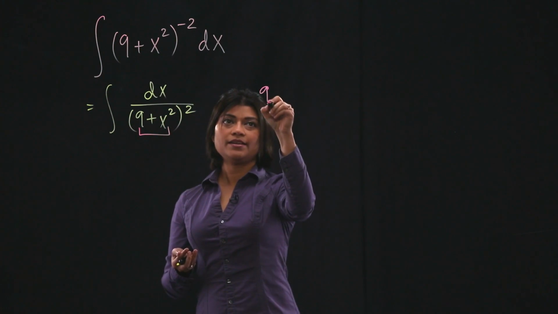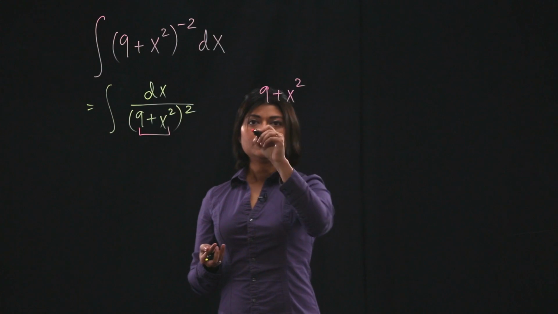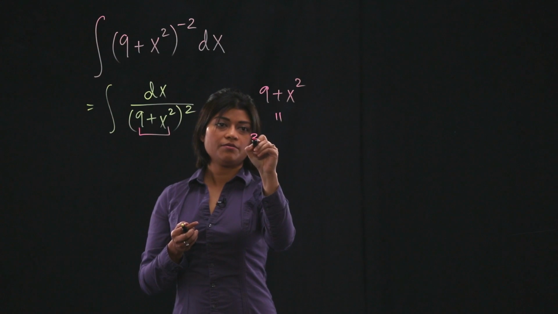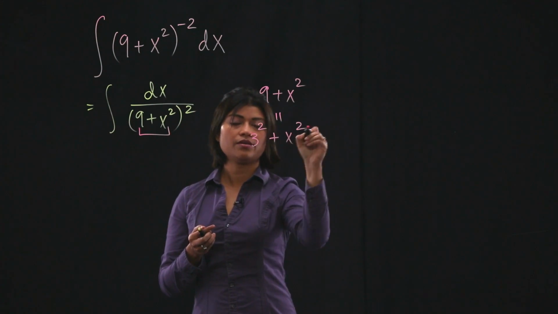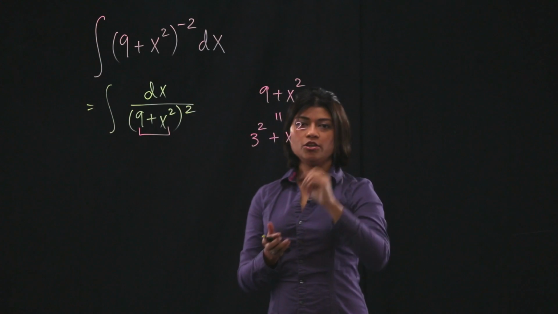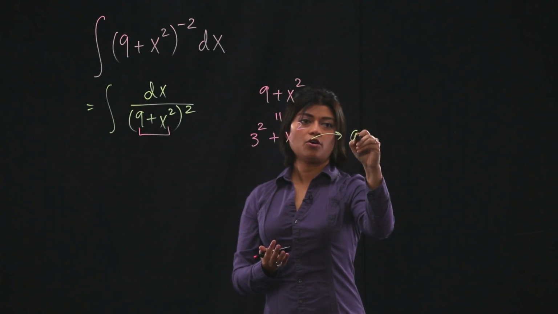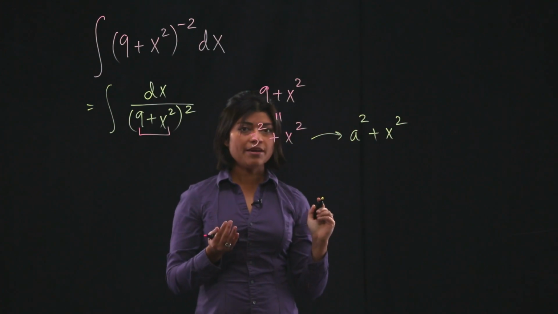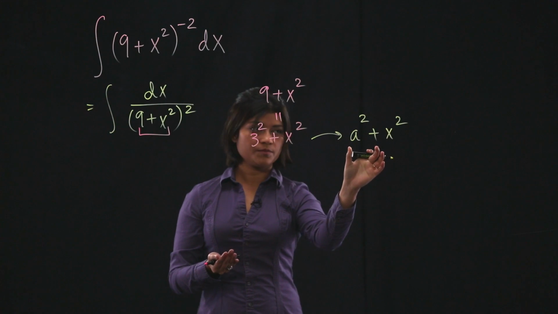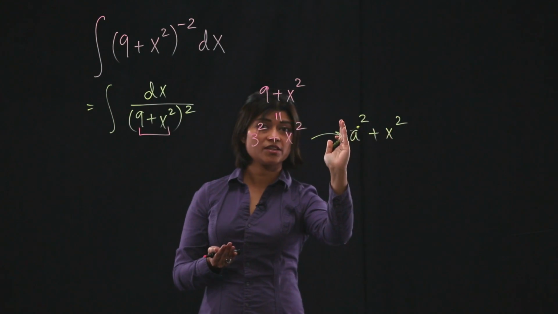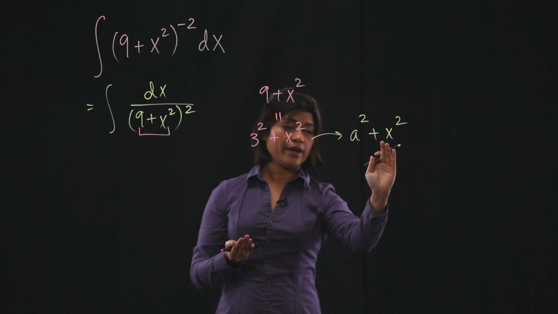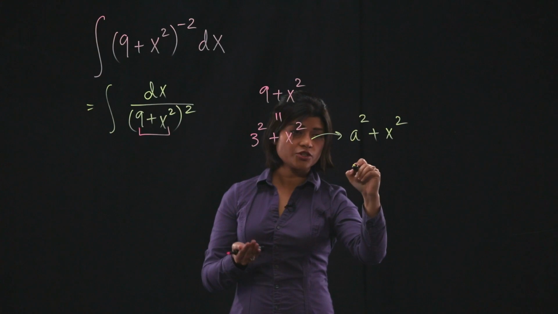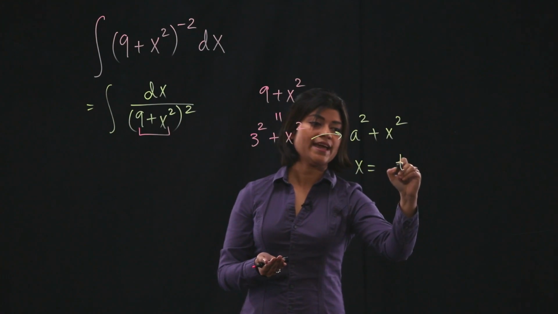Well, 9 plus x squared, you can consider it as the square of 3 plus the square of x. So this looks like the form a squared plus x squared. Whenever you have two terms, one is the x term and one is the constant term, both of them squared and both positive, then the trig function that you use is tangent theta.